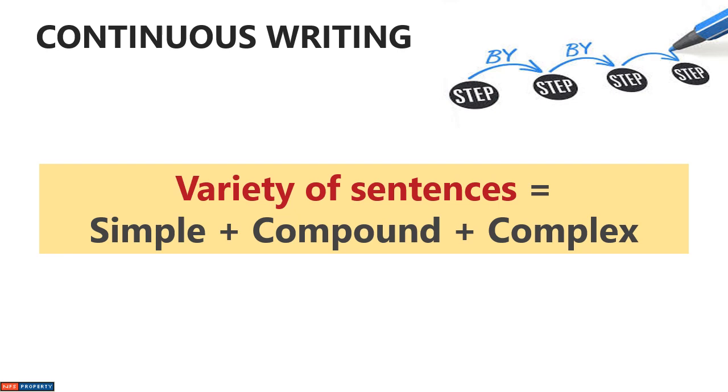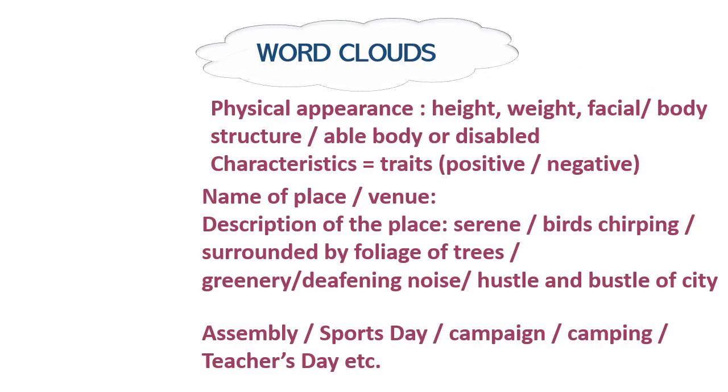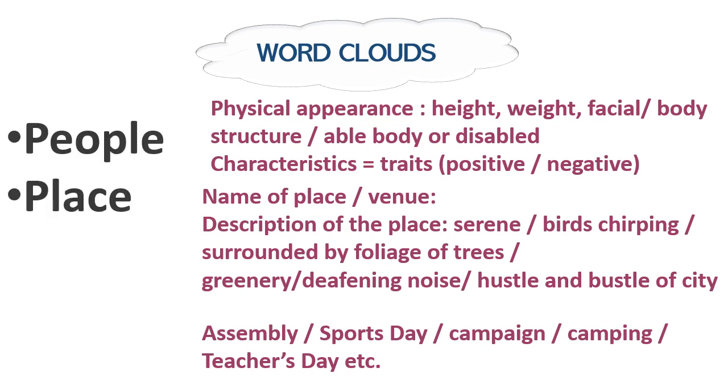There's a variety of sentences. Okay, simple, compound, complex. Remember this. Just now I reminded you in directed writing, continuous writing is the same. Okay, these are the word clouds that you can use to describe people, place, event. Usually, you are describing people, place, event.